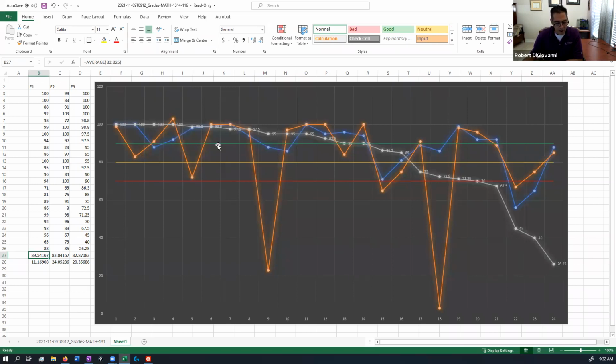Everyone above this green line got an A. Everyone above the yellow line got a B. Everyone above the red got a C. And then anyone below the red, of course, didn't pass the test. So you should have a good idea now of where you stand in the class.